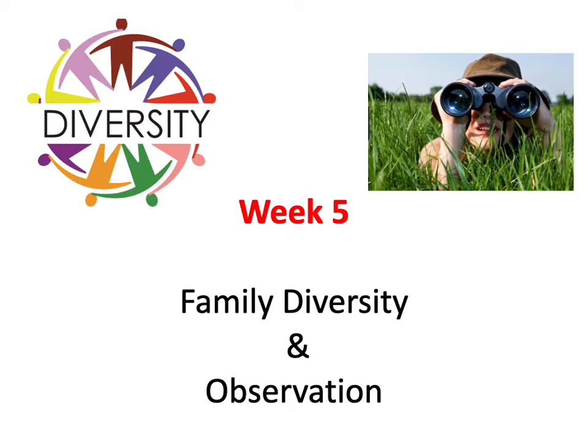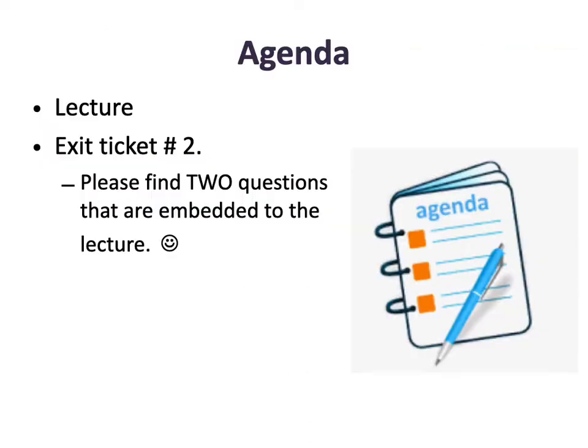Today we are going to talk about family diversity and the observation process. Agenda for today: as you listen to this lecture, you will see two questions for exit ticket number 2. As you see the questions, you can write down your answers in a docs file. Once you're done answering those two questions, you can submit it to Blackboard. You can just have one docs file to submit to Blackboard.